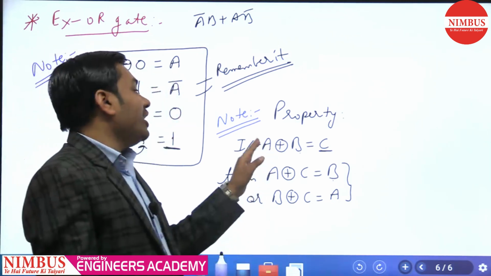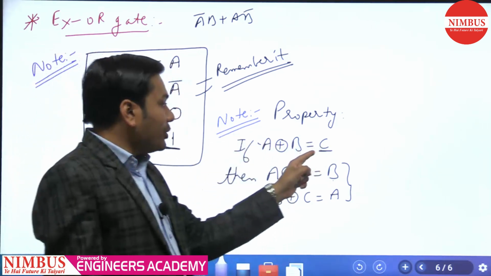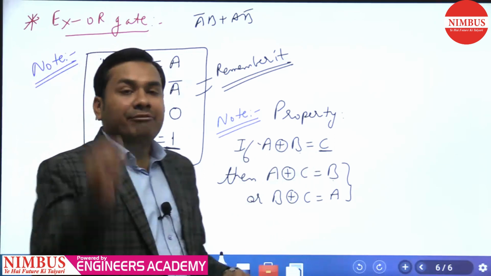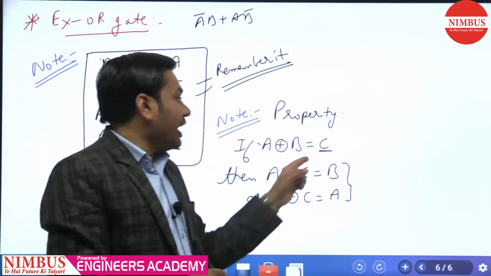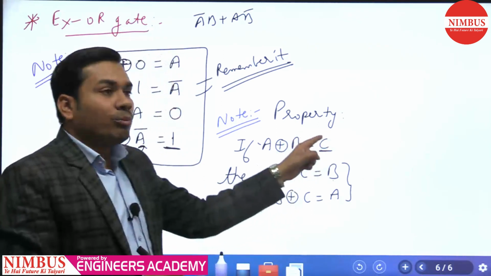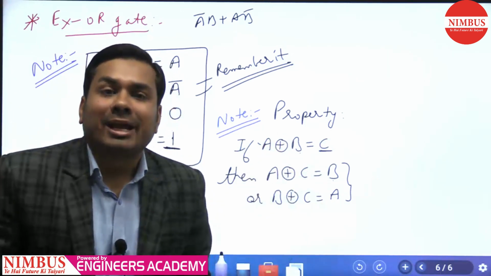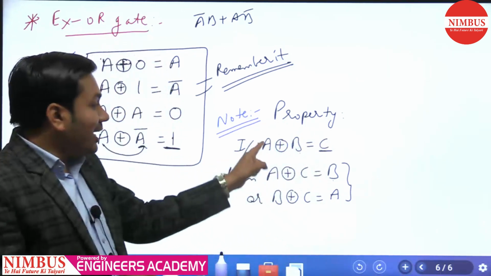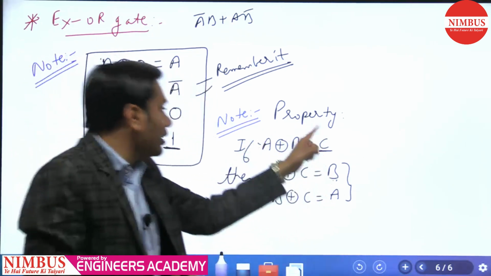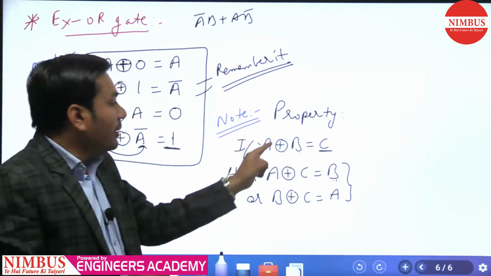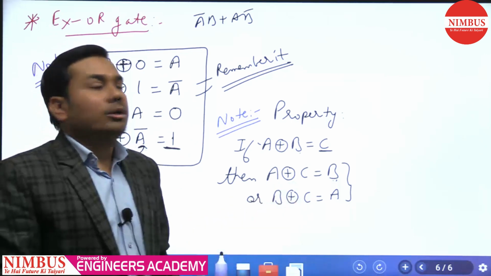Right? So if we are having A XOR B, and we make a XOR operation of this output with any one of the inputs, then the output will be the remaining input. If we XOR with A, the remaining output is B. Our answer is B. If we are performing the XOR of C with B, then our remaining output will be A. That is your note, right?